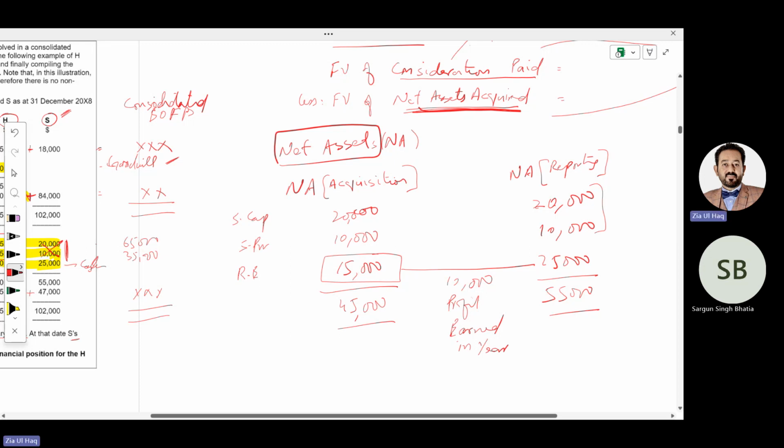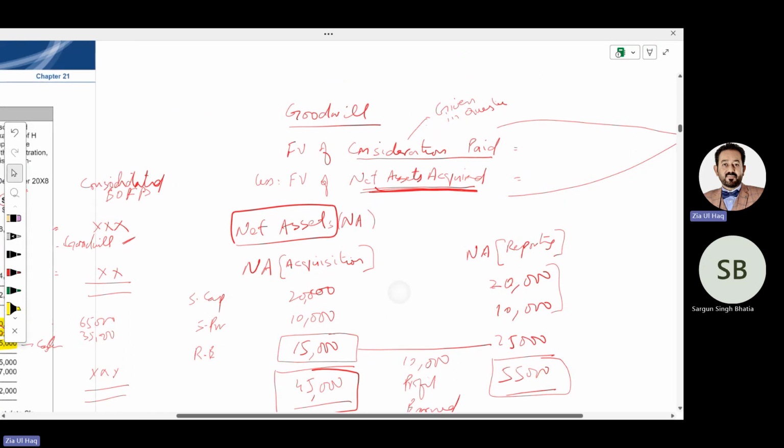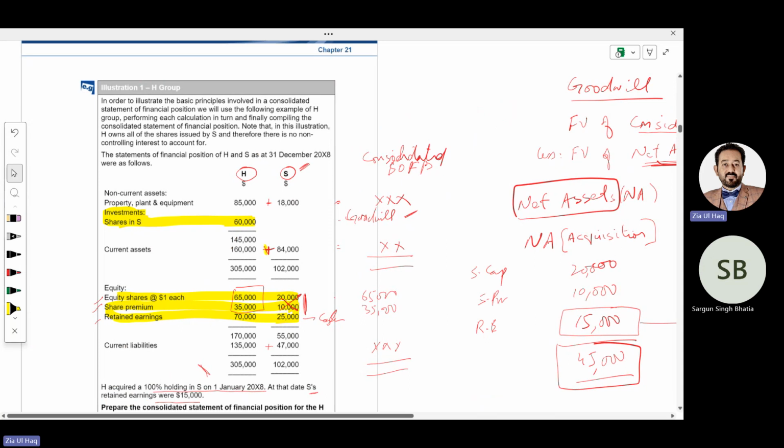So how to calculate net assets? These are the net assets at acquisition date. These are the net assets at reporting date. Here in goodwill, what we need is consideration paid. If you read the question, there will be consideration paid. How can we calculate consideration paid?